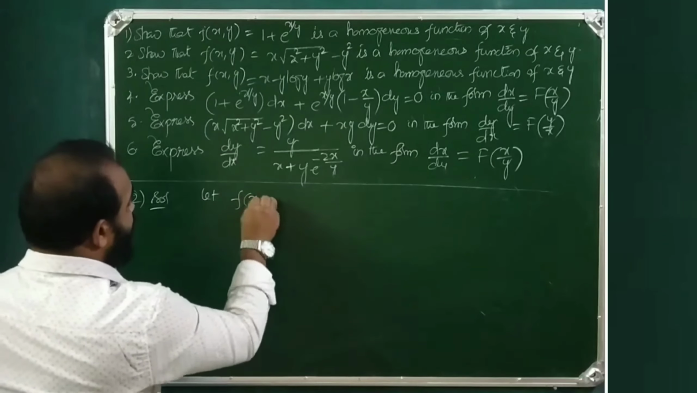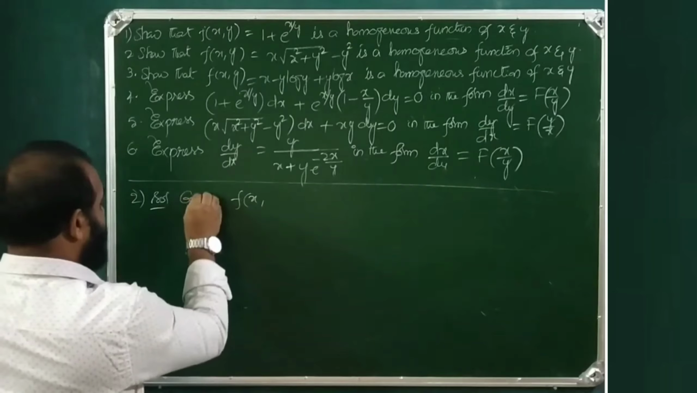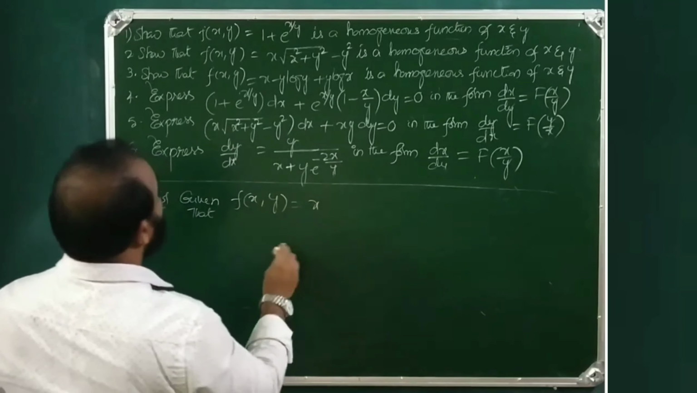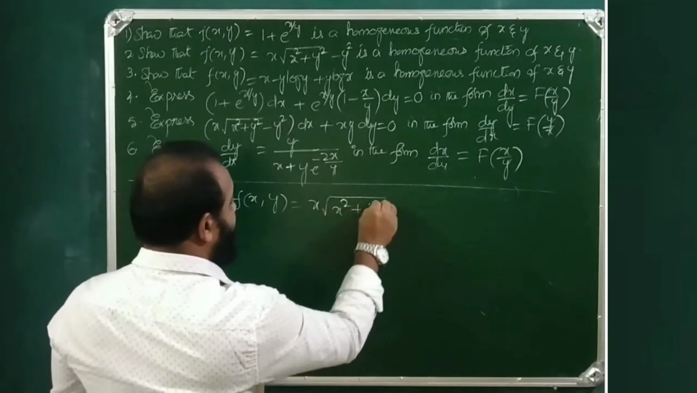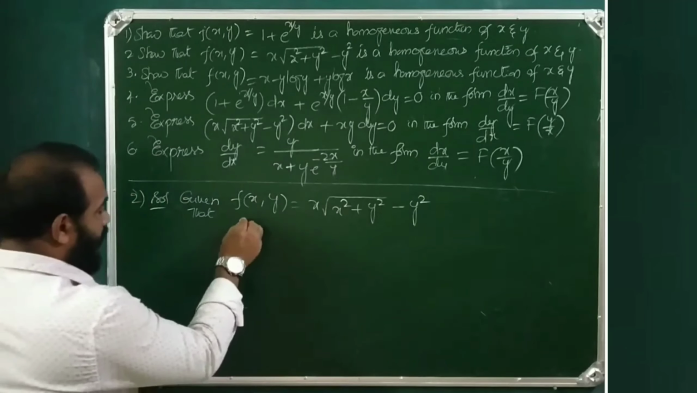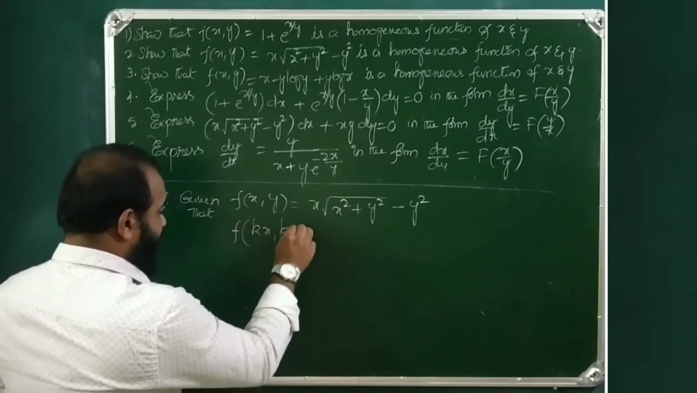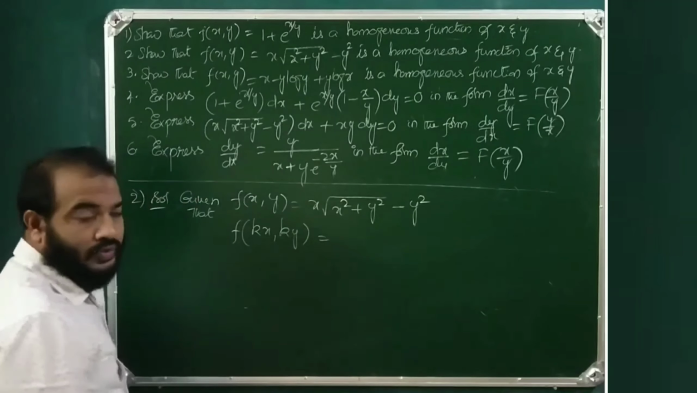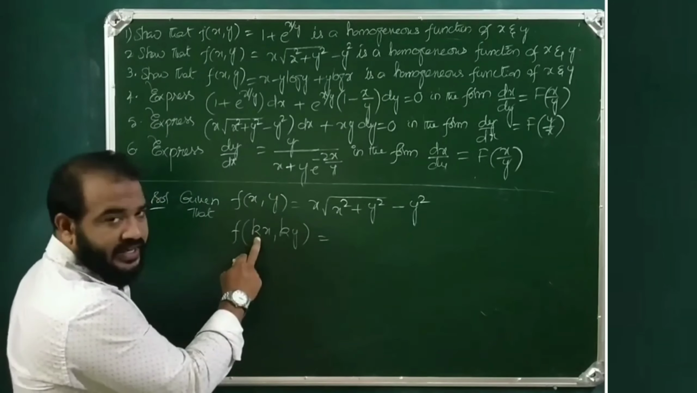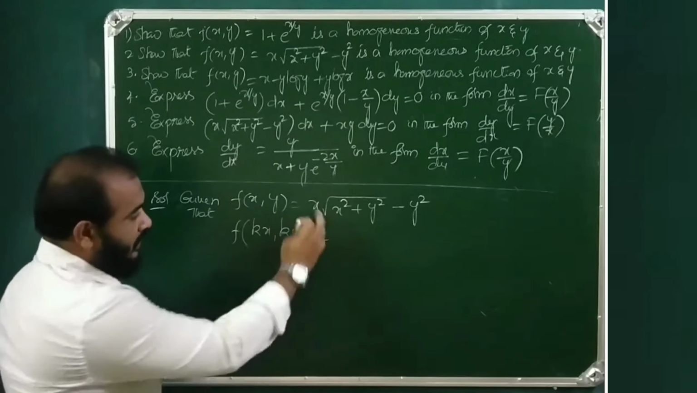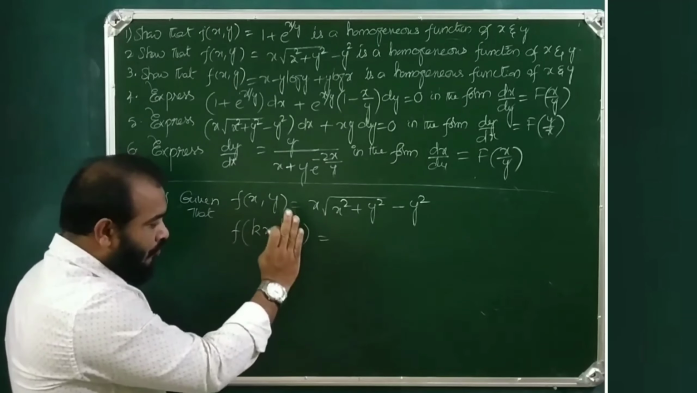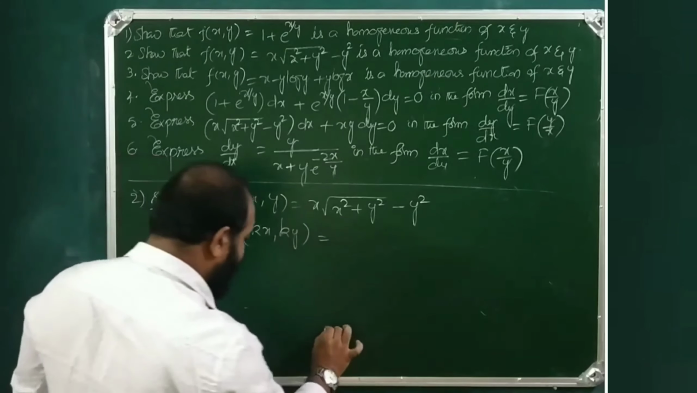Given that f of x, y is equal to x root of x square plus y square minus y square. Now let us take f of kx, ky. What do we do now? In the place of x, I am just substituting kx, and ky in the place of y. Wherever you find x, substitute kx. Wherever you find y, substitute ky. Then ultimately, what do we get?